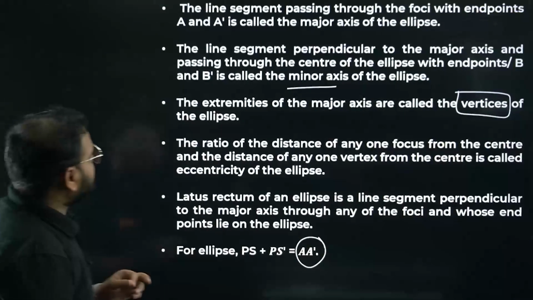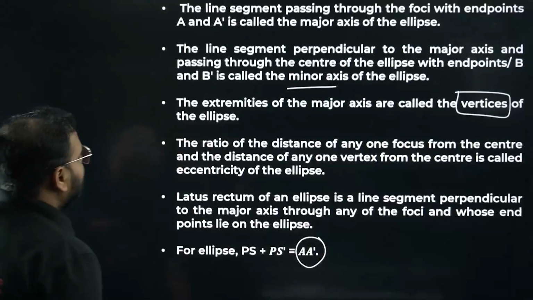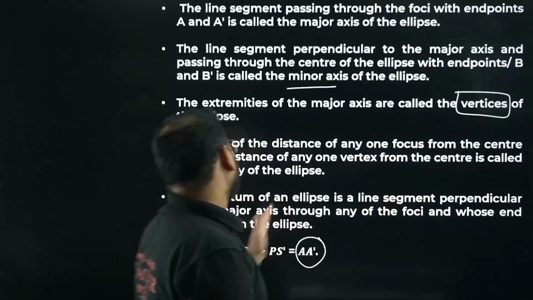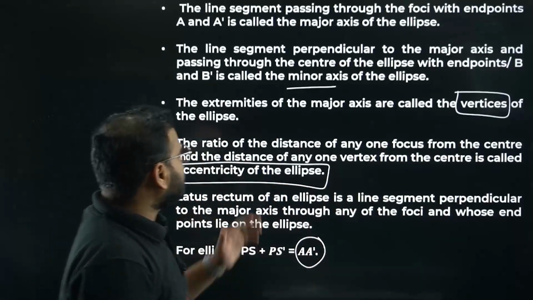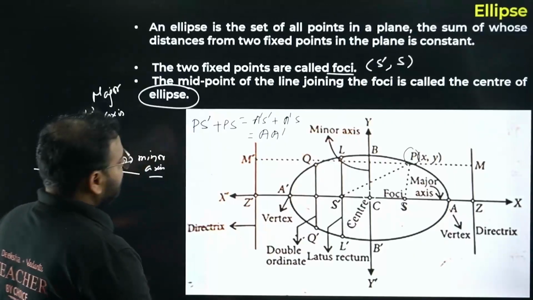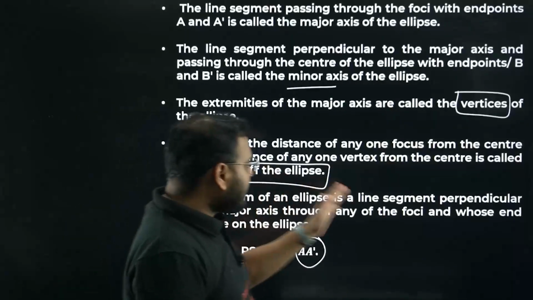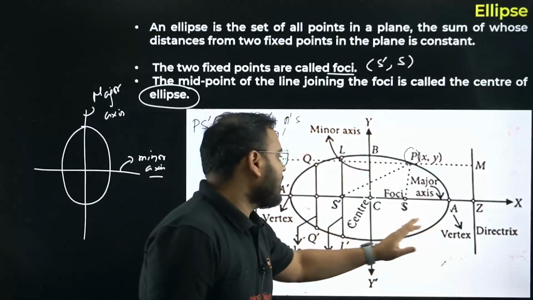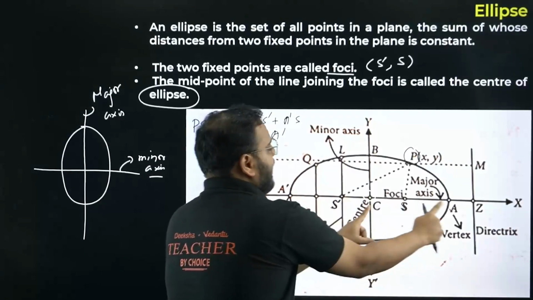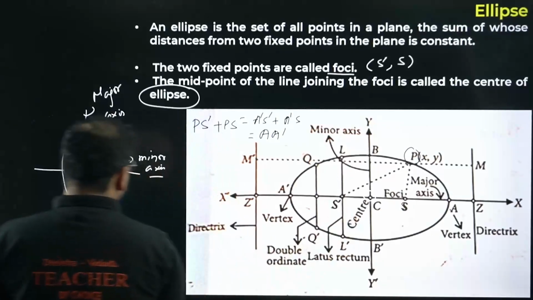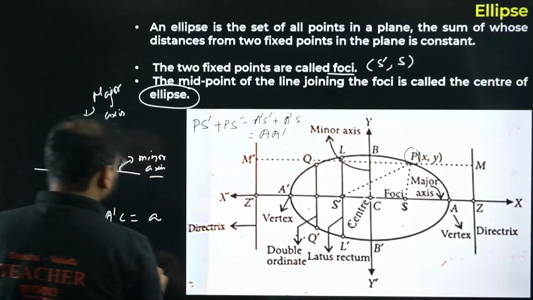Great. What else do we have? Okay. The ratio of the distance of any one focus from the center and the distance of any one vertex from the center is called eccentricity. Okay. You can take any focus. These are the two foci, no? You can take any one of them, and the distance of any one vertex from the center. You can take either A or A dash, it doesn't matter, because this will be an equal distance. Check here. A dash C will be A, right? Okay. And in the same way, A C dash will also be A.